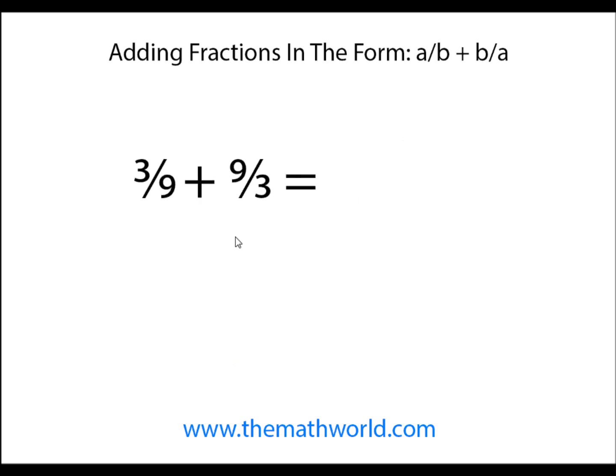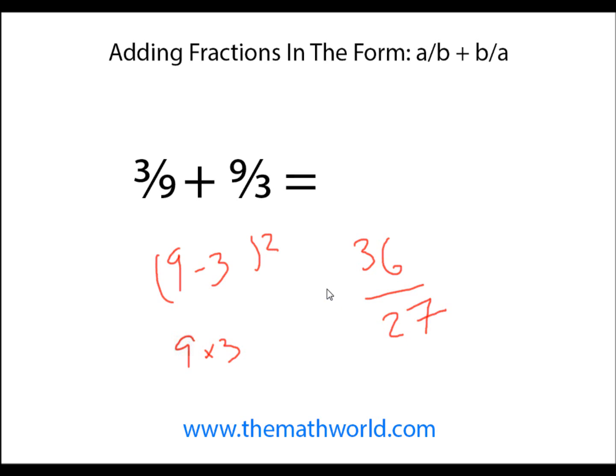Next example we're going to look at is 3/9 plus 9/3. We're going to take 9 minus 3, square that number. 9 minus 3 is 6. Squared is 36. That's going to be our numerator. Then we're going to have 9 times 3 is 27. That's going to be our denominator. And we're going to add 2 to this.